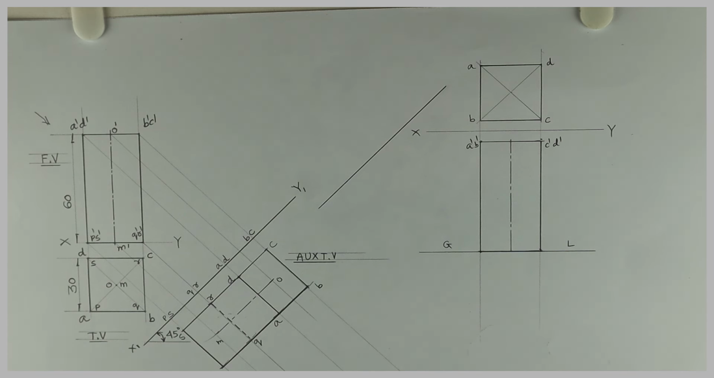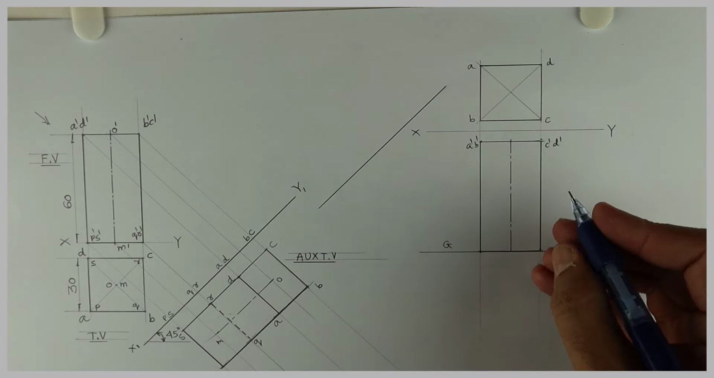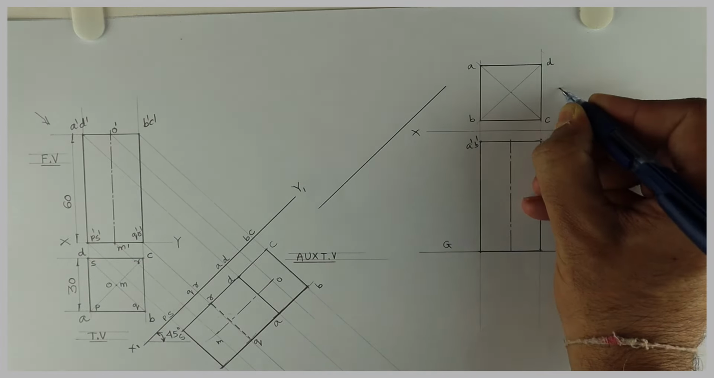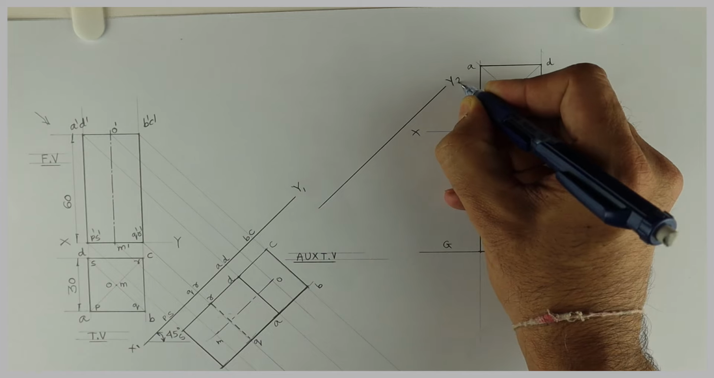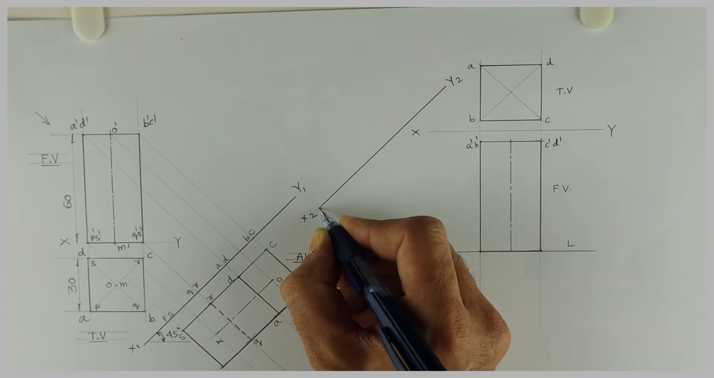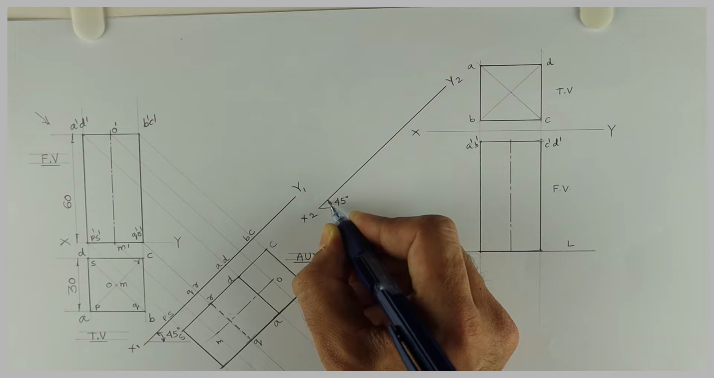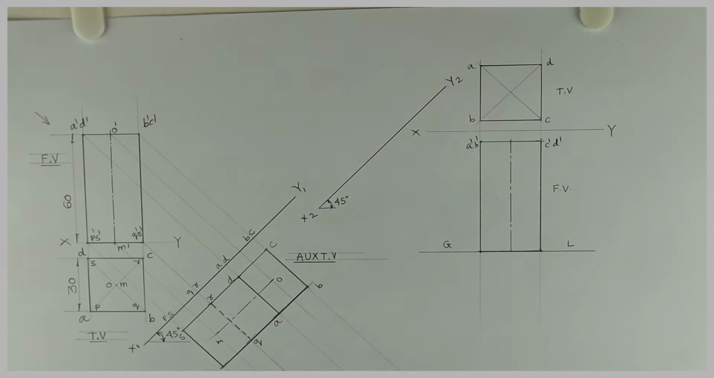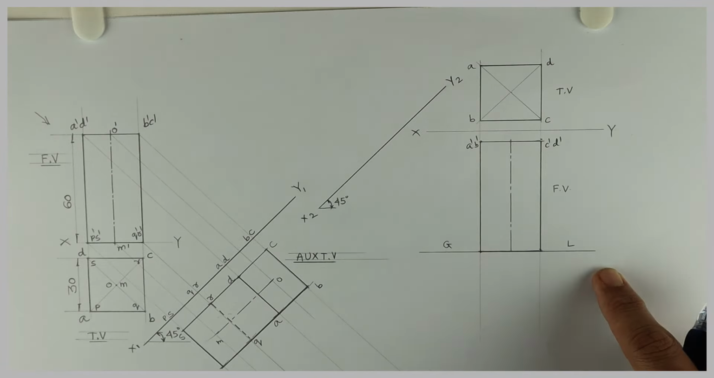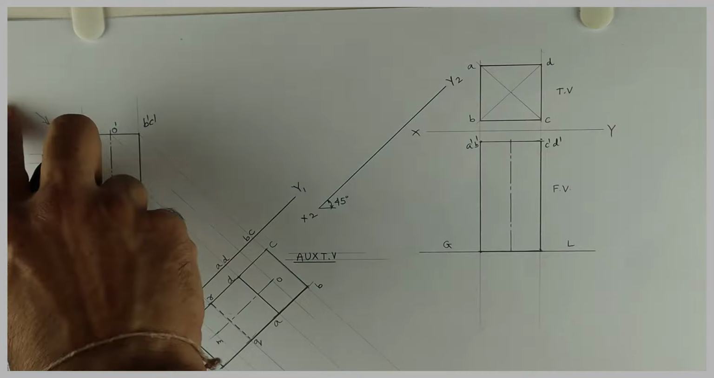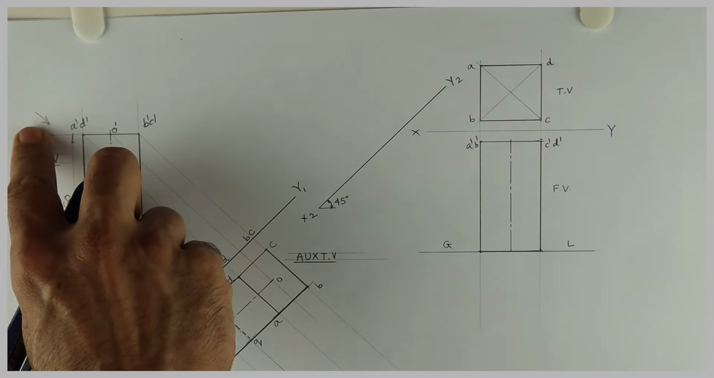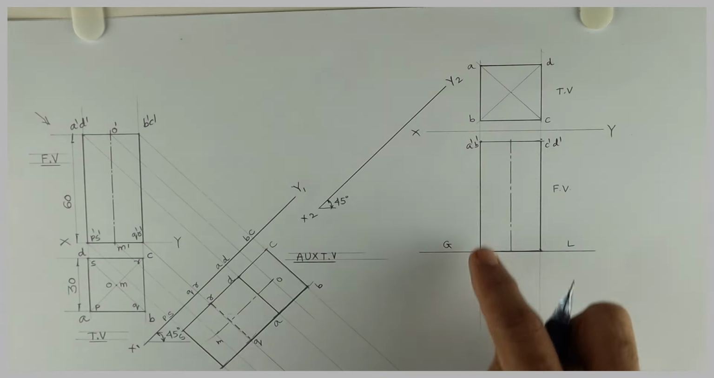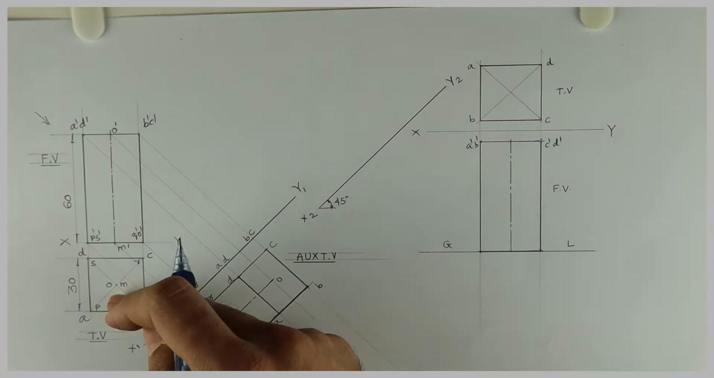Now tomorrow I'm going to draw a third angle sum, so I'll explain the difference. If you see, this is the front view and this is the top view. So it is a third angle sum, and this is x2 y2. This is 45 degrees. So in tomorrow's lecture, I will explain how to draw the same sum in third angle, so you'll know the difference between first angle and third angle. Thank you.